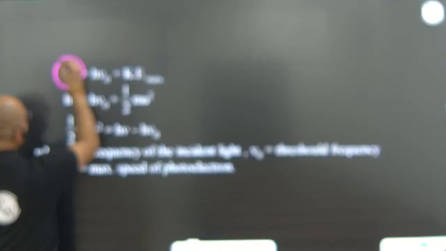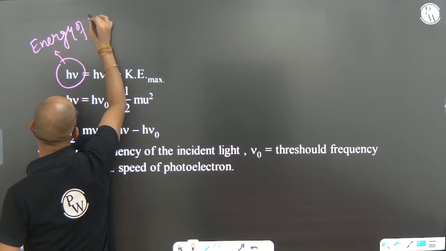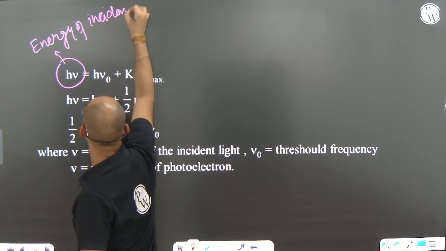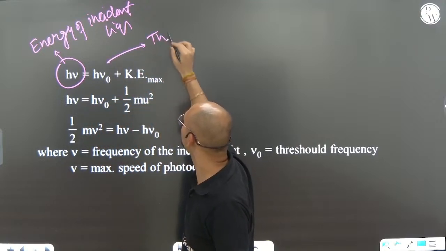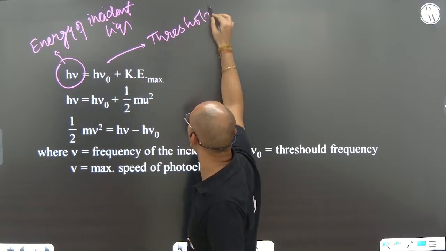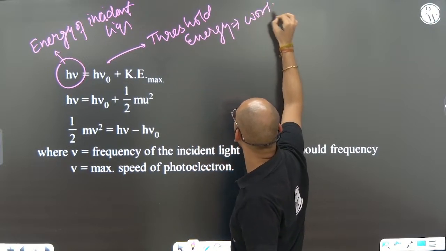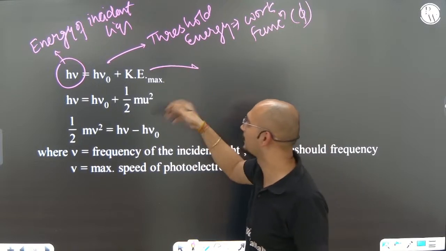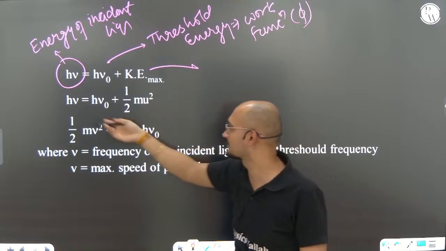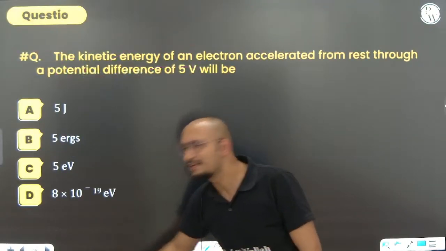So what is this? This is the energy of incident light. What is that? It is the threshold energy. Threshold energy is also known as work function, that is also known as phi, and the rest of the energy is nothing but Ek max. h nu equals h nu naught plus half m v square. From here, half m v square equals h nu minus h nu naught. I hope you all can see that, and it is very easy to understand, right?